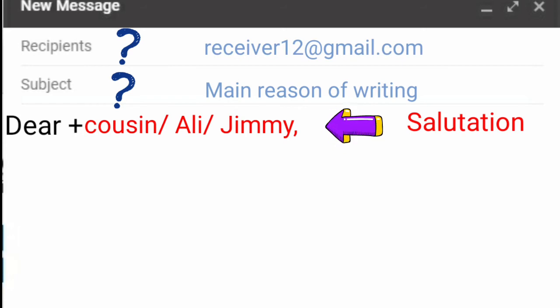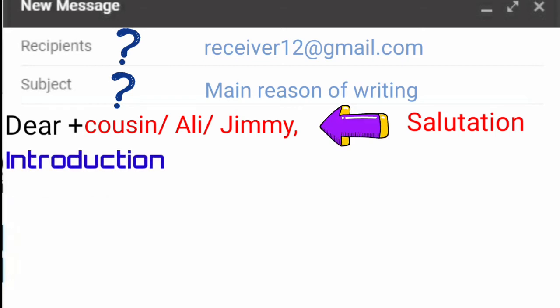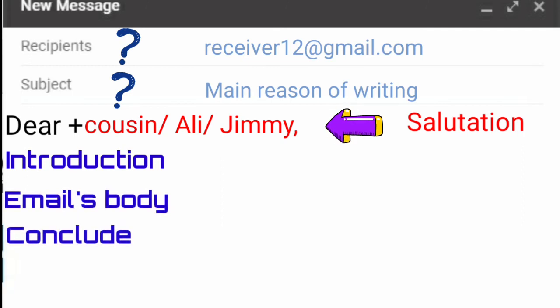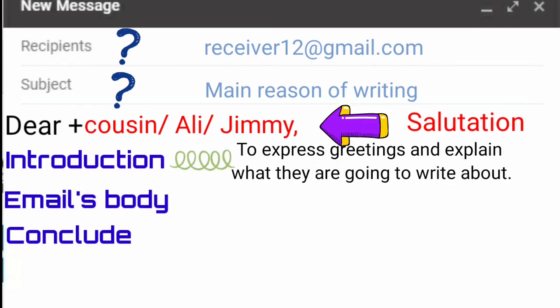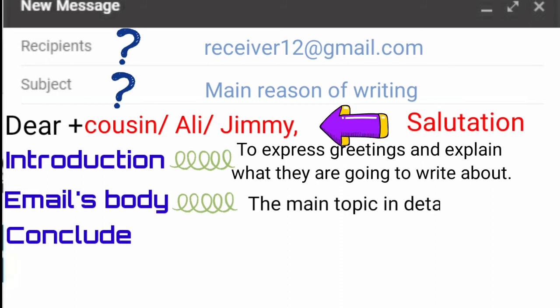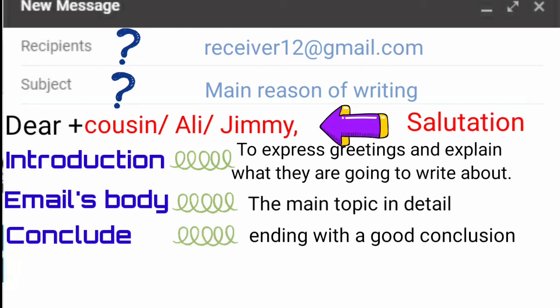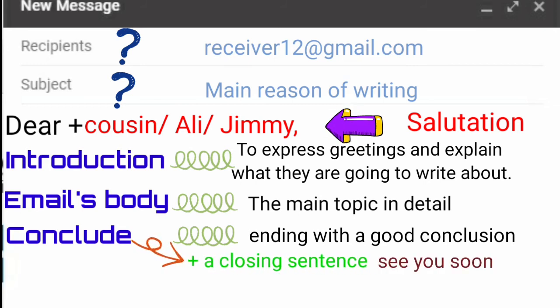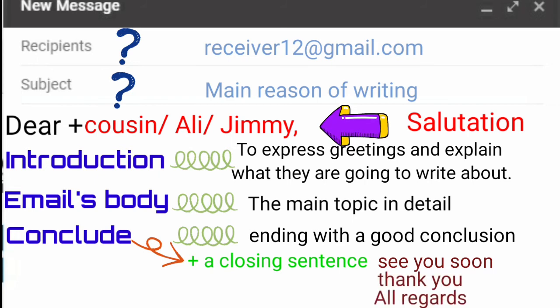After that, we can divide the email into three main parts: introduction, email's body, and a conclusion. Introduction, in which the writers introduce themselves and explain what they are going to write about. Email's body, in which the writers write about the main topic in detail, and the conclusion, which is ending the email with a good conclusion. We also can add a closing sentence to the conclusion, for example, see you soon, thank you, or regards. At last, we use the sender's name.